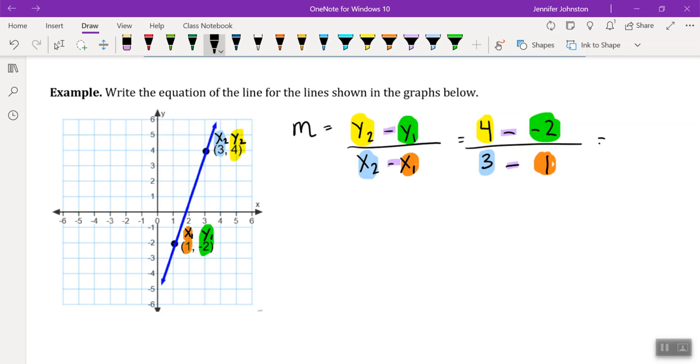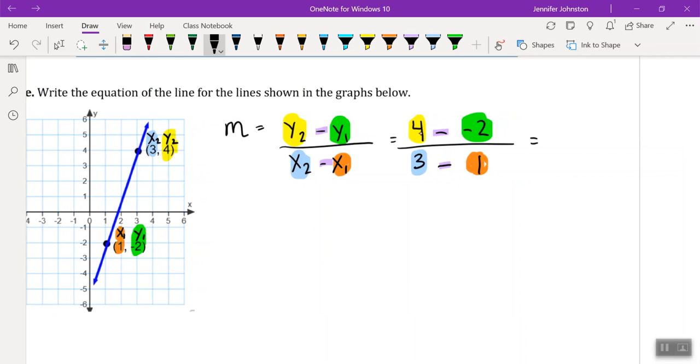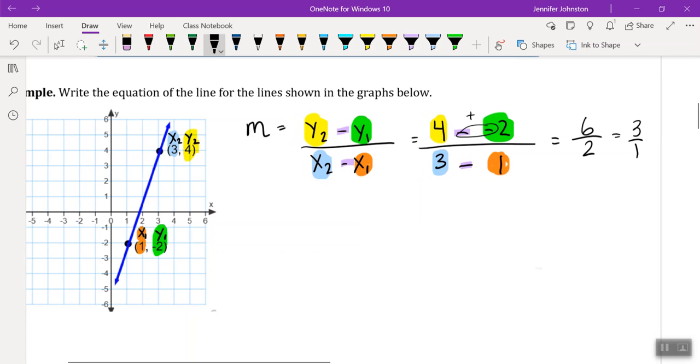All right, so let's go and figure that out. We have 4 minus -2. And what's a double minus? Double minus gives us that plus. So it's actually 4 plus 2, which is 6. And 3 minus 1, yep, we get 2. Can we reduce that? Absolutely. We get 3 over, do you remember, is it over 0? No, that's undefined, over 1. Okay, so that's our slope.